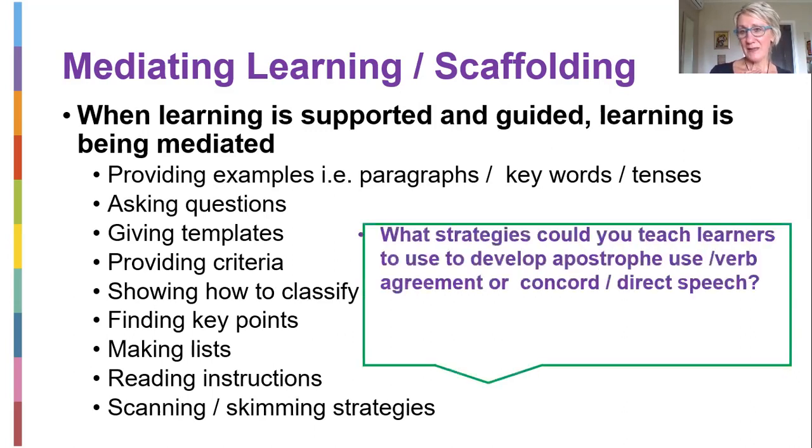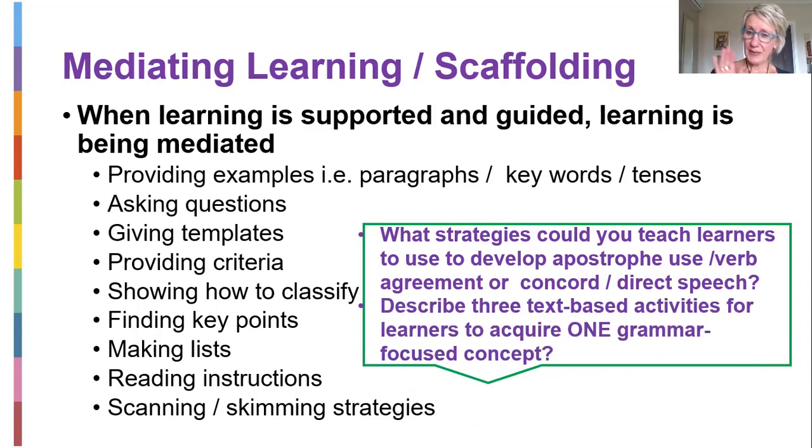And so if you look at this little task here, what strategies could you use to teach the apostrophe, which is the most difficult grammatical structure to actually learn? Or how do you teach verb agreement, which is concord, that you will say, I am, not I is. We are, not we is. Especially Afrikaans people already battle with concord as well. How will you teach direct speech? So just think about the next question.